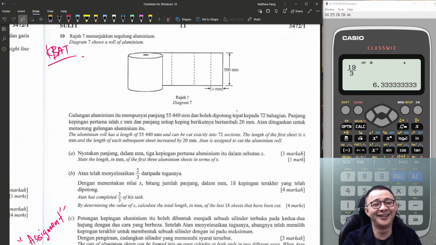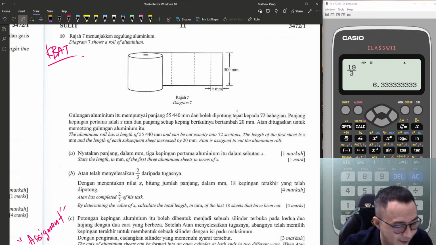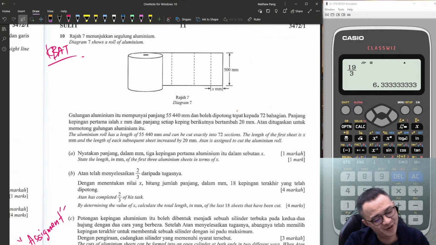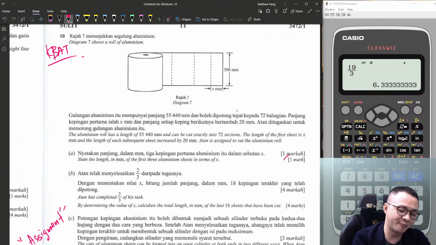Okay, where am I? Okay, let's begin. Let's come back to question 10. So the aluminium roll has a length of 55440 mm and can be cut into 72 sections. The length of the first sheet is x mm, and the length of each subsequent sheet is increased by 20 mm. Atan is assigned to cut the aluminium roll. State the lengths of the first three aluminium sheets in terms of x. Okay, this one is a bonus mark, it's not too bad.